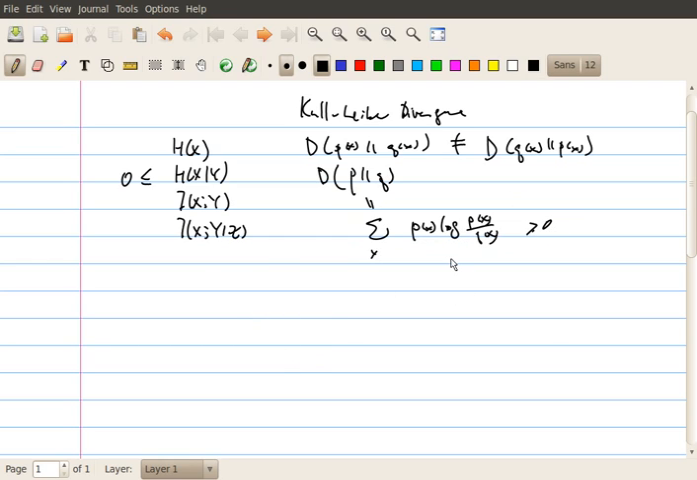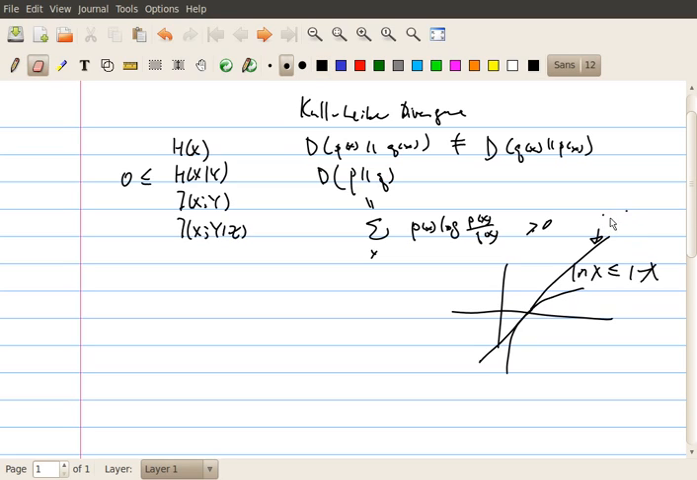Basically, I will use a very simple inequality. Consider the curve log x, which looks something like this. And log x is less than or equal to x minus 1. Oh, sorry, it should be x minus 1, not 1 minus x. Okay, it is very easy to verify this inequality.